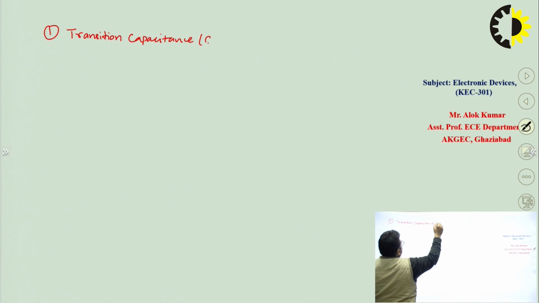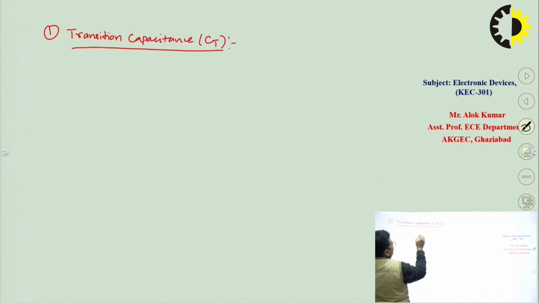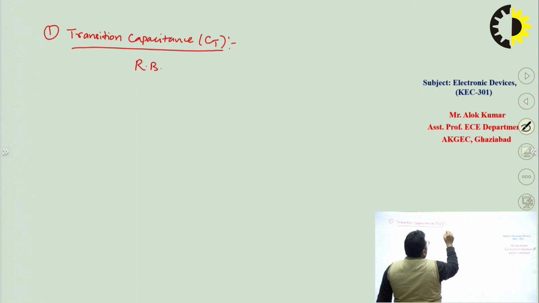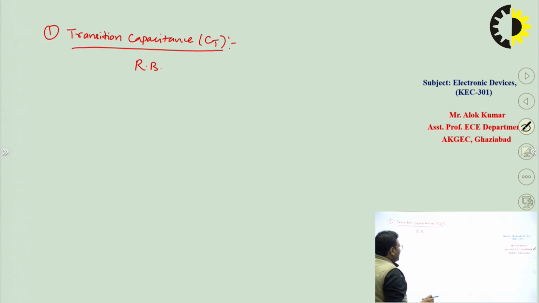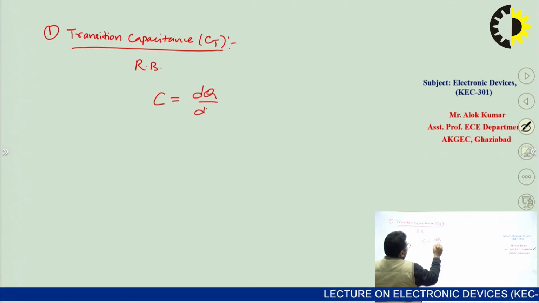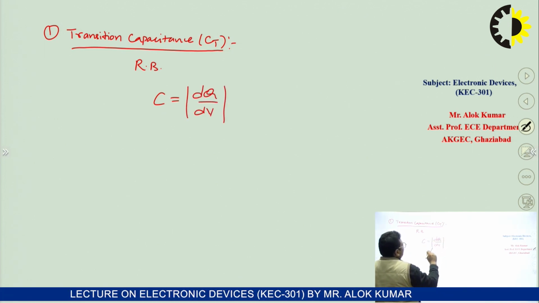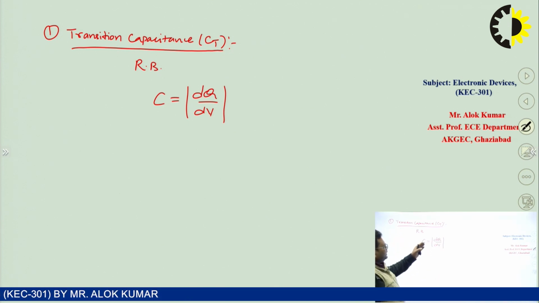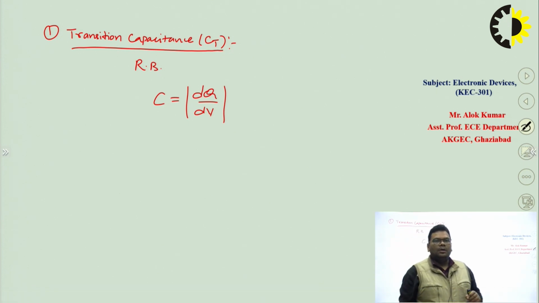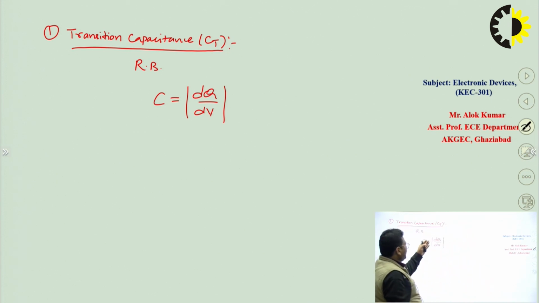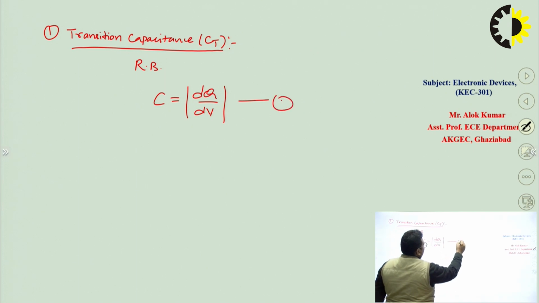Transition capacitance Ct generally occurs in reverse bias, right? And we know that the value of capacitance is given by C equal to dq by dV, where we define the capacitance as the rate of change of charge with respect to voltage. So C is equal to dq by dV, right? So this is, suppose, equation number 1.